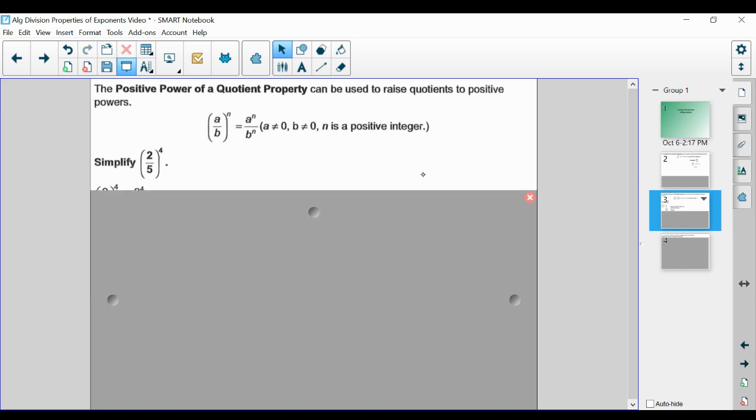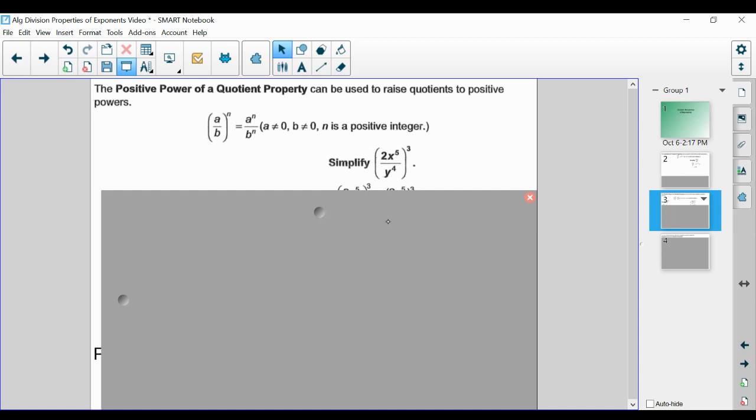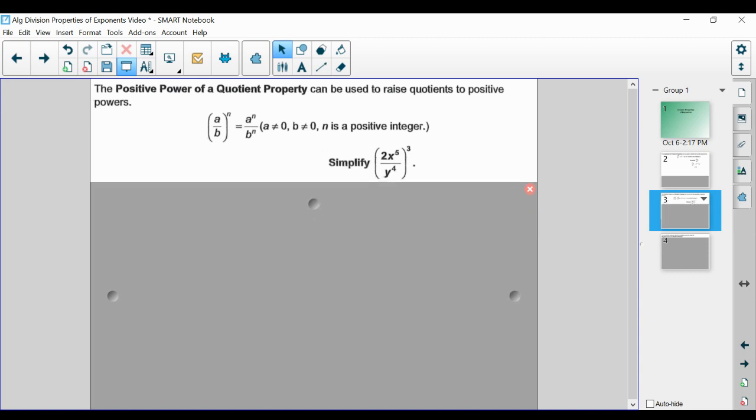Over on the right-hand side of your guided notes, there is another problem, and it involves variables here. So we have inside the set of parentheses 2 times x to the 5th in the numerator and y to the 4th in the denominator. We want to see if we can simplify anything first, and we can't. We don't have any of the same bases, so we can't apply any previous properties. But we can use the positive power of a quotient property, try saying that 7 times fast, and we're going to distribute the 3 inside to all of the terms.